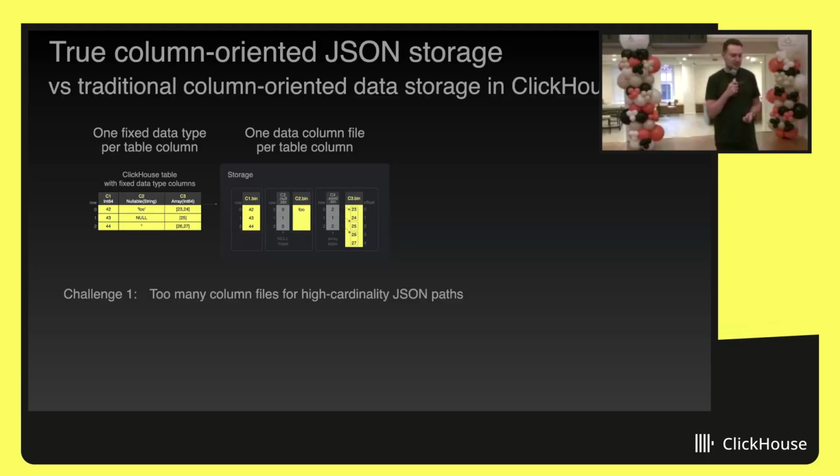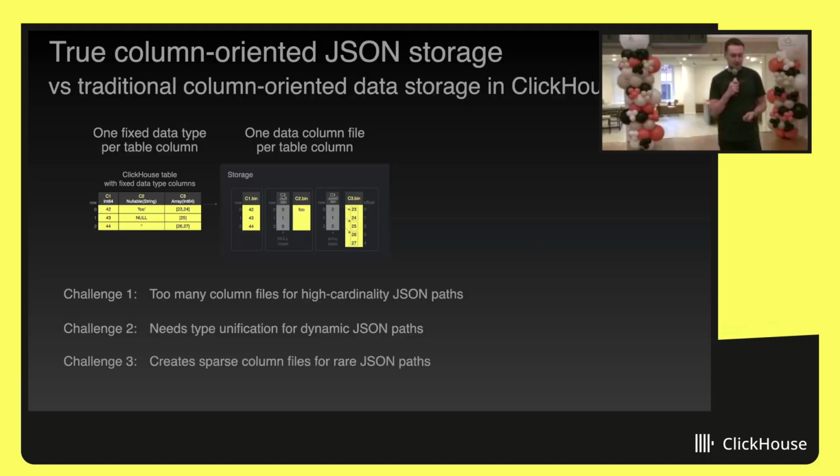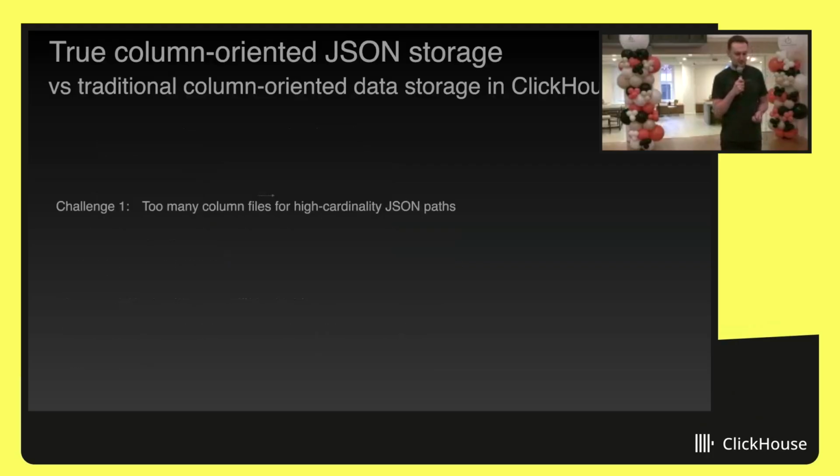But there is a challenge. If you have real-world JSON data, you can have thousands of different subpaths, even an unbounded number of different subpaths, so we have to deal with it somehow. And there could be different data types in different objects for the same keys. And also, some keys could be rare in the data, so this approach will create a lot of different files that will be very sparse.